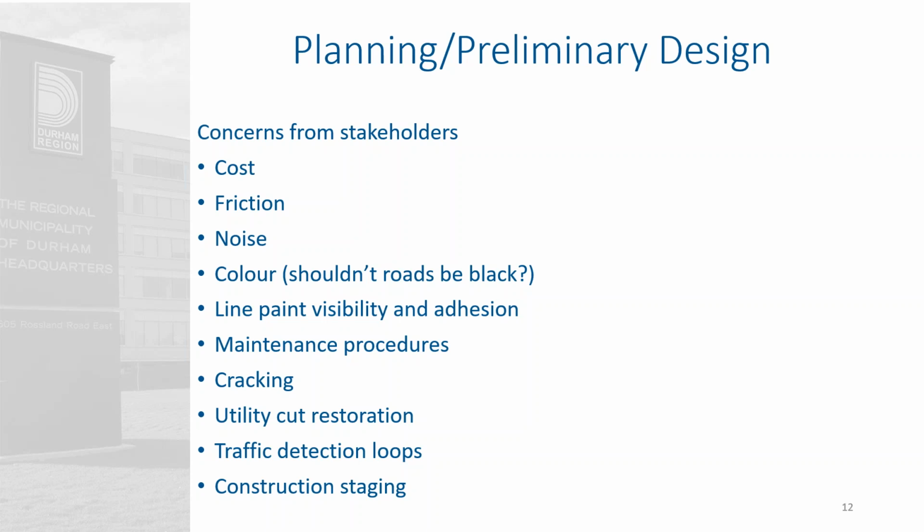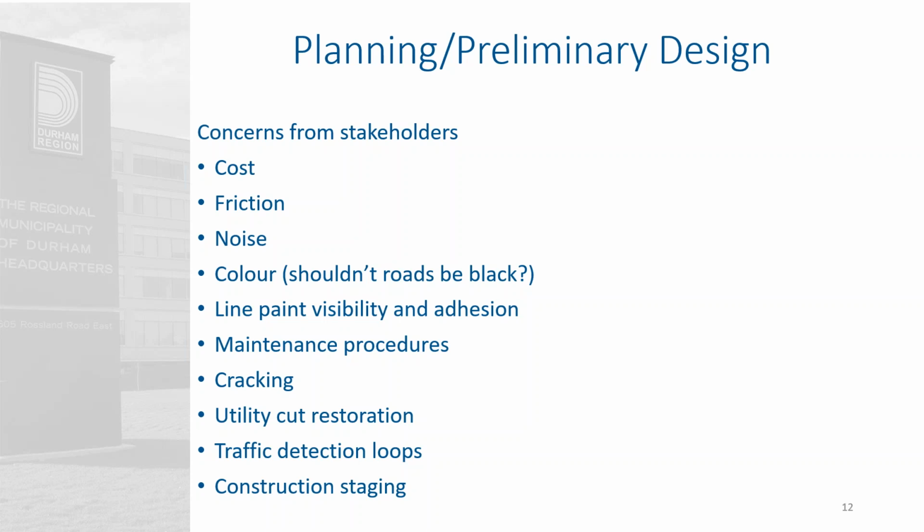The color was flagged by a few stakeholders as well, just because it's different. And so when a driver comes across it from the black asphalt, there were concerns that maybe that would be an issue. And then tied to the color is the paint visibility, because all our crosswalks and our stop bars are white. So white on gray could be a problem. So that we had to consider during design.